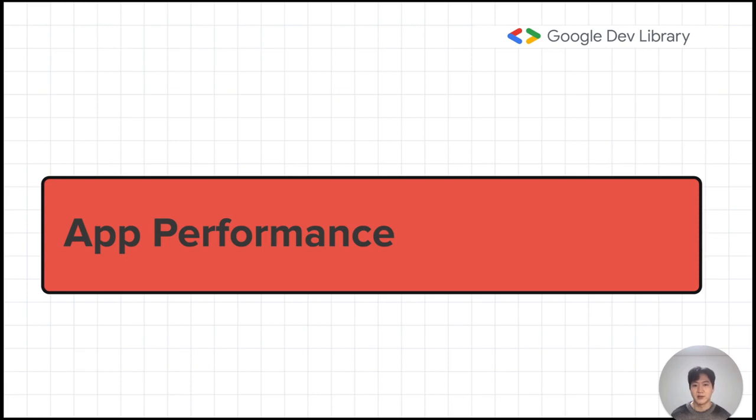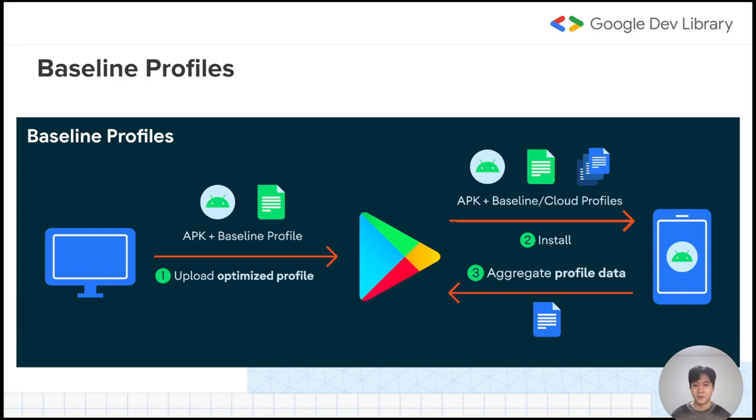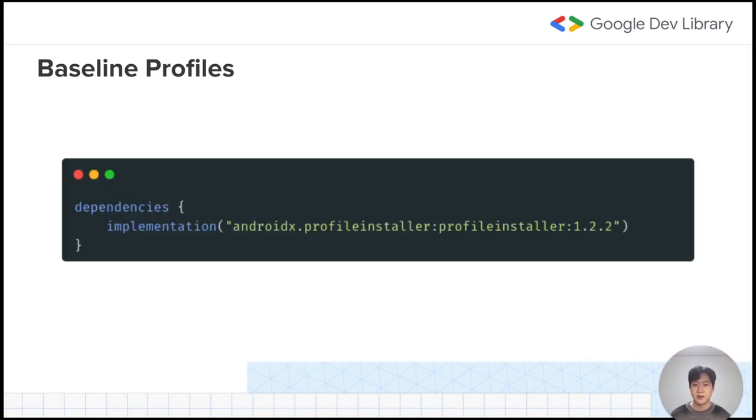Next, let's look at how Pokedex increases app performance. One of the great ways to improve your app performance is using baseline profiles, which generate app information about classes and methods in advance. So during application installation, ART performs AOT compilation of methods in the profile, executing those methods faster when running the application for the first time. If you want to use baseline profiles, you need to add the profile installer library to your Gradle file.